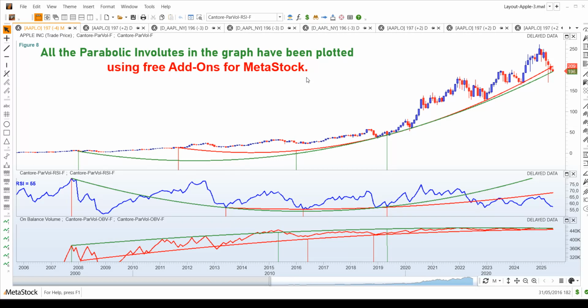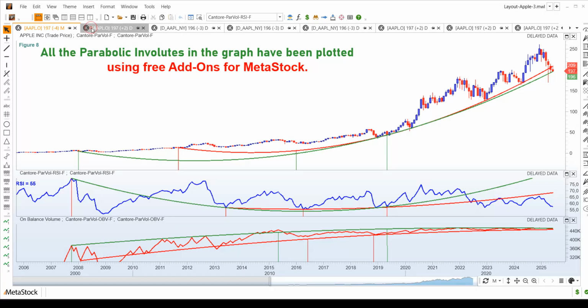This overall representation of the technical picture of the Apple share, which we call Cantore Suite, has been traced all with the completely free add-ons of the Cantore F family, which the interested operator can use by accessing either the website of the author Corrado Cantore or the MetaStock website.